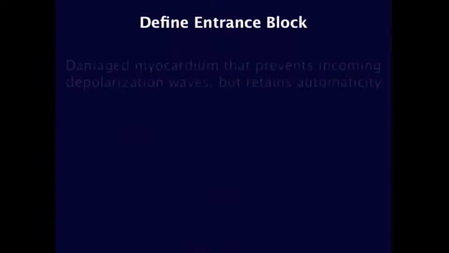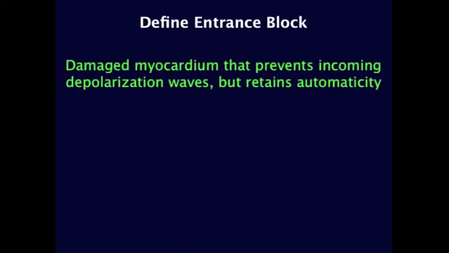How does an entrance block occur? An entrance block occurs when a damaged area of myocardium prevents incoming depolarization waves, but it retains its own automaticity. Thus, it will conduct impulses to surrounding tissue because it cannot be overdrive suppressed by normal descending conduction.